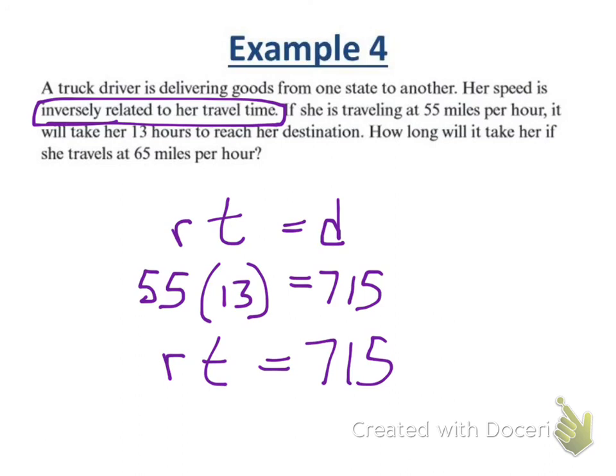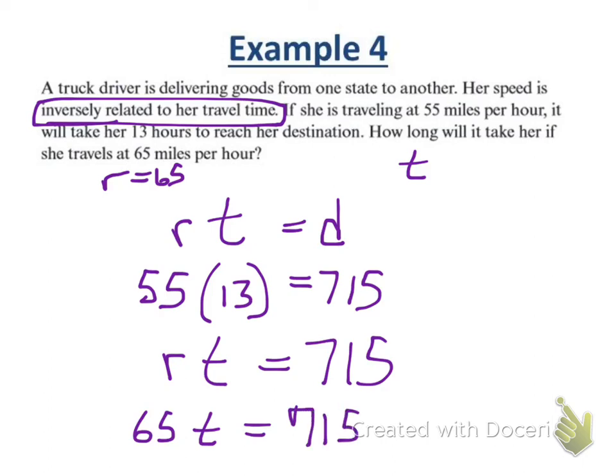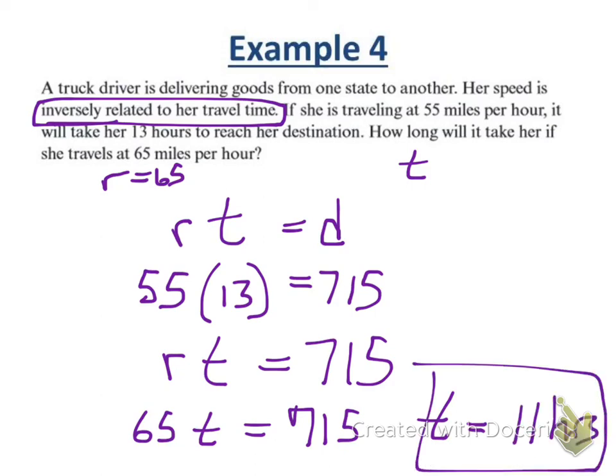How long will it take her to travel? That's time, right? Find T when R equals 65. So you make the substitution. R is 65. You divide both sides by 65, and it'll take her 11 hours if she travels at 65 miles per hour. So that's a big difference, right? A 10 miles per hour difference saves her 2 hours on the trip.